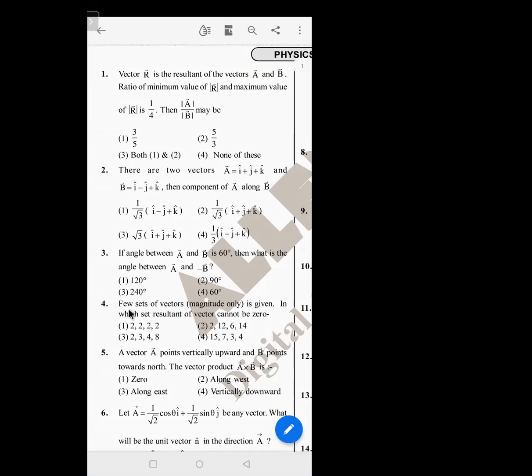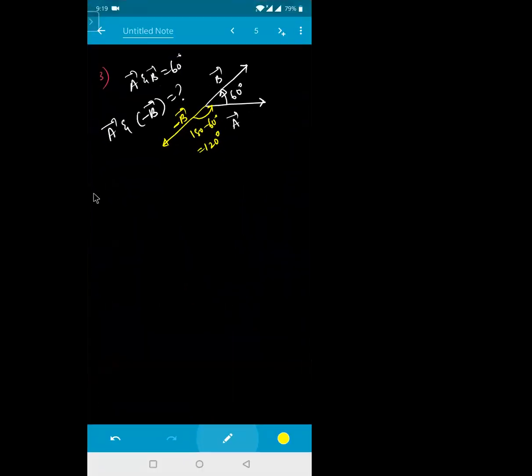Chalo. Question number 4. A few sets of vectors are given. In which set can the resultant of the vectors not be 0? I told you this concept in great detail when I was taking the 4 and 5 parts of the relation. So this is your fourth one.